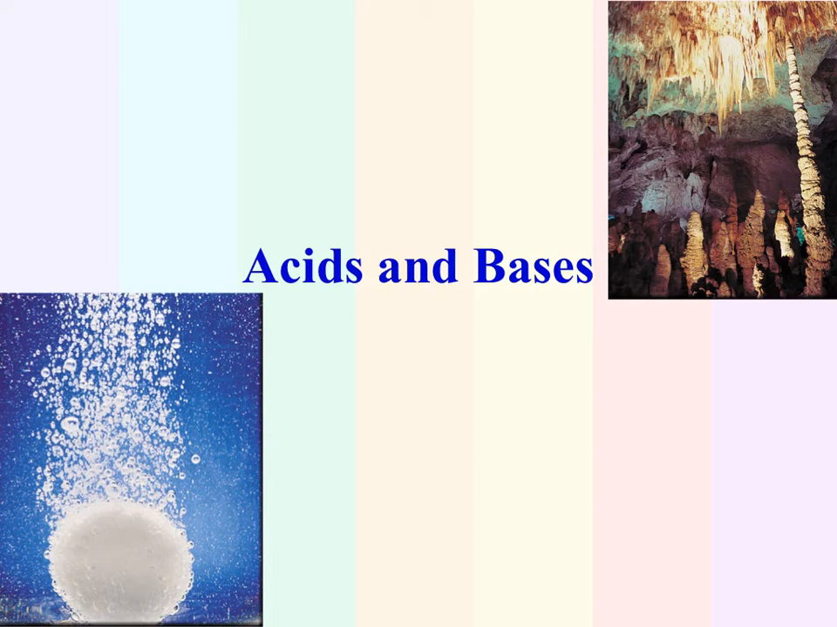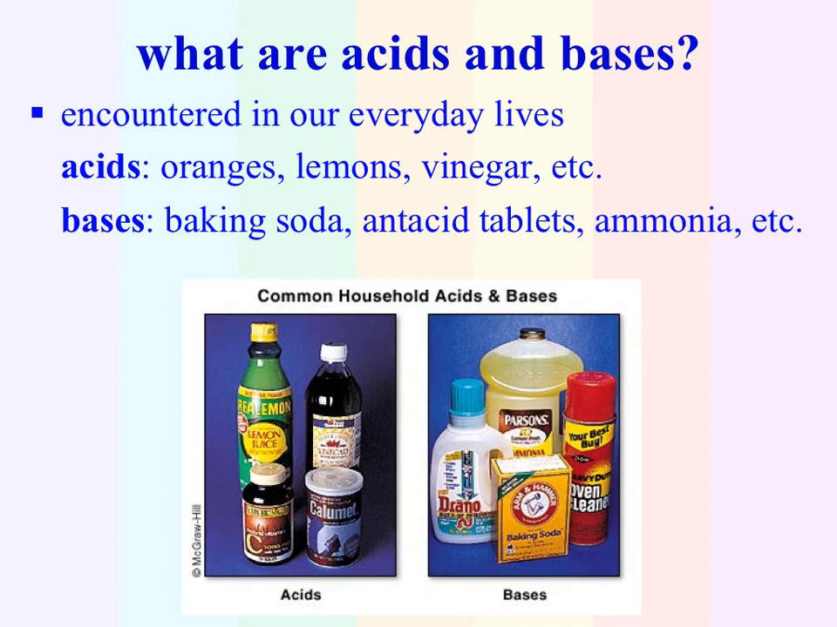Let's go ahead and take a general look at acids and bases and review some of the ideas that were covered in first year chemistry. So, the nature of acids and bases. Acids and bases that are encountered in our everyday lives include things that are found in our foods, things that are found in our cleaning and cooking products, and even things that we see and utilize in medications.